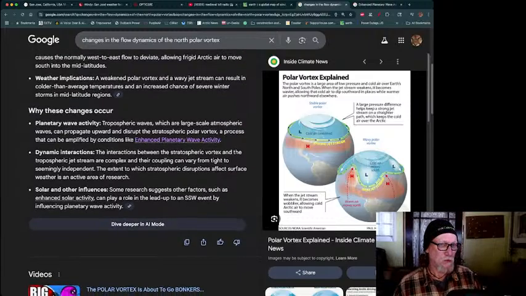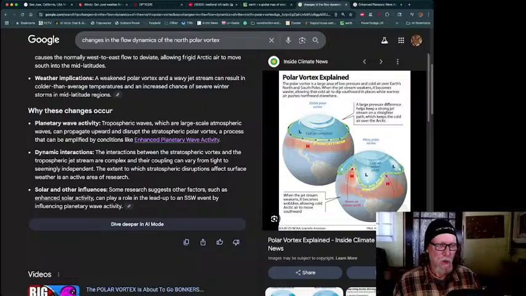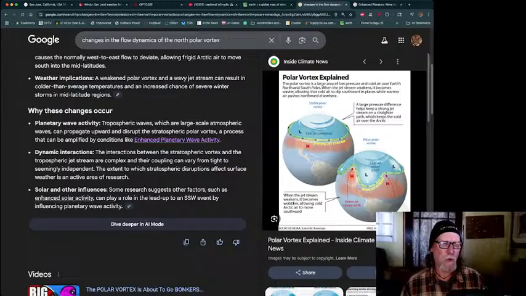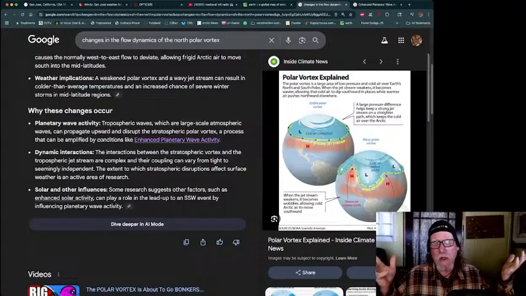Solar and other influences. Some research suggests other factors such as enhanced solar activity can play a role in the lead up to an SSW event, sudden stratospheric warming, by influencing planetary wave activity. So there are complicated linkages. There are things called teleconnections. I think the next tab I'm going to put up here briefly talks about teleconnections. Teleconnections mean distant connections. And lo and behold, some of those distant connections include solar weather.